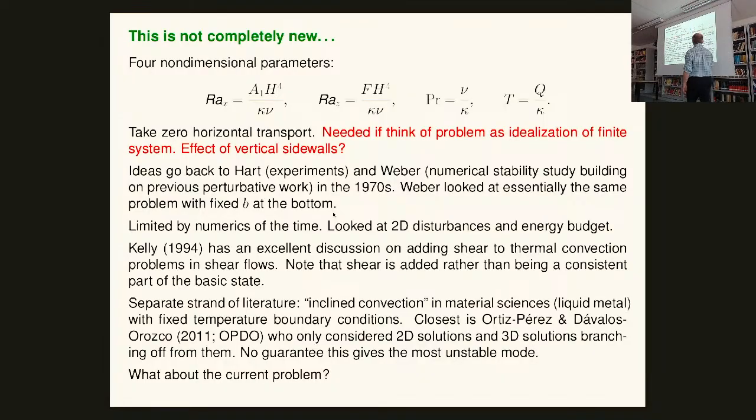There's a fairly recent paper by Ortiz Perez and Davalo Orozco, who considered 2D solutions, and they considered 3D solutions, but only when they branched off 2D solutions. So that's a bit worrying because it's not obvious that those 3D solutions will be the most unstable or not. They may have missed solutions, and they got different boundary conditions.